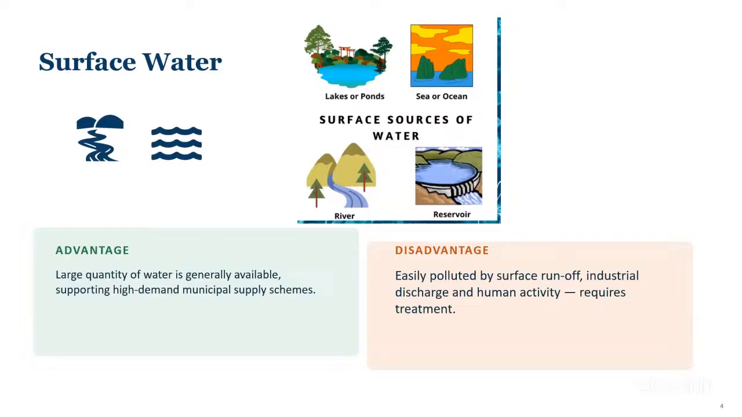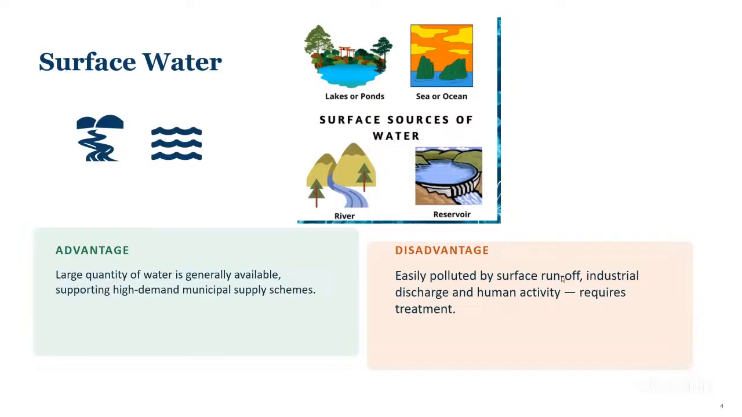So the water level changes with seasons, and it is easily polluted by sewage, industries, agriculture runoff, etc. Advantages: a large quantity of water is generally available, supporting high-demand municipal supply schemes. Disadvantages: it is easily polluted by surface runoff.